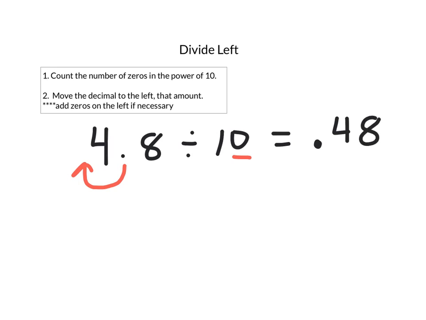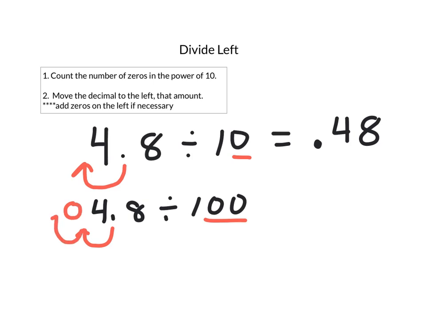If we have 4.8 divided by 100, again, now I have 2 zeros, so I'm going to need to move my decimal 2 places to the left. Here's 1. Oh, I need another place. So this is where I add my 0 so that I can jump again. So my answer will become 0.048, or .048 if you like to put the 0 in there to hold the place for the whole numbers.